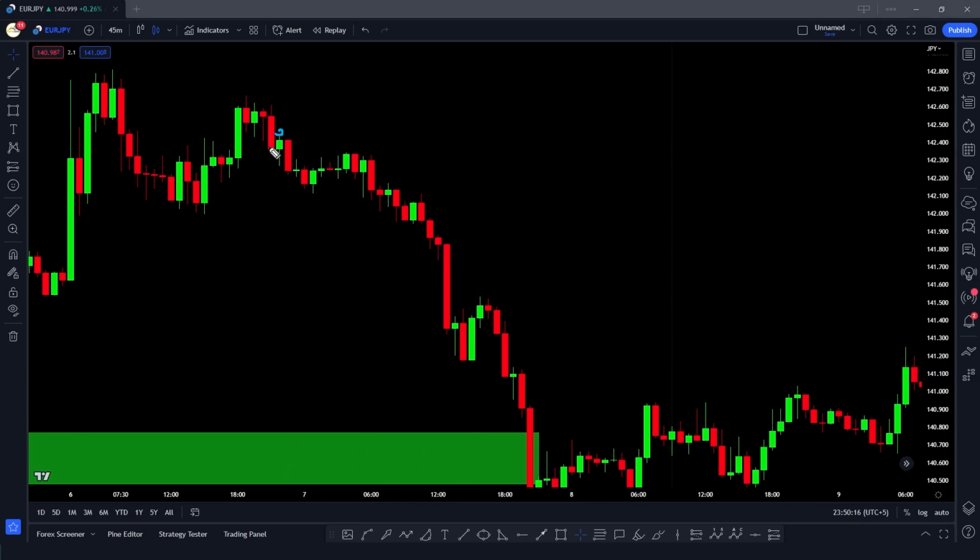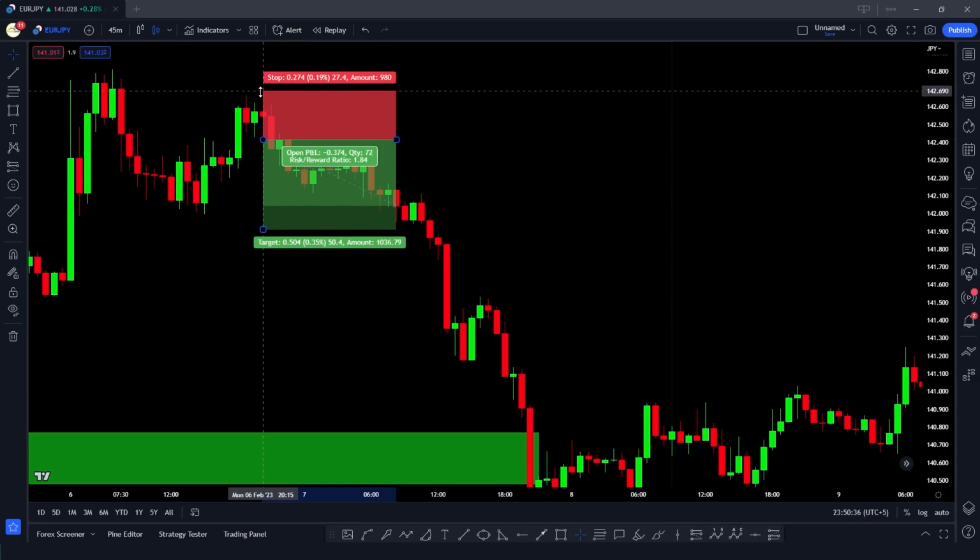So at the close of this candle, this supply zone was formed. The way to trade supply and demand zones is that as soon as the supply zone is formed, we will place our order at the low of this zone, and we'll put our stop loss somewhere here. So our entry would be at the low of this zone, and our stop loss would be here.